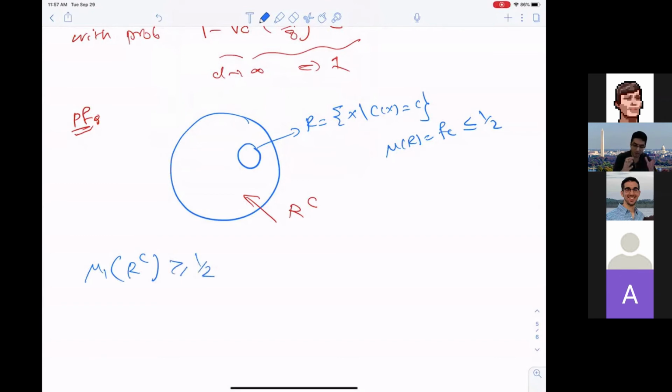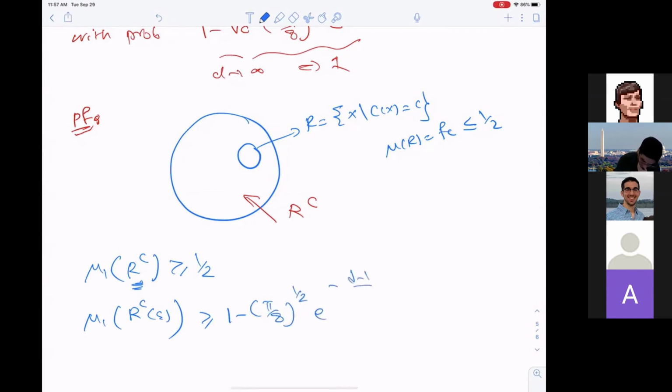Yes, because R is small, so our complement is going to be at least half. Basically this R complement satisfies my condition for the isoperimetric inequality, right? So it's as large as half a sphere. If I look at the epsilon expansion of this, which I'll denote by R complement epsilon, it's going to be a very, very big area.